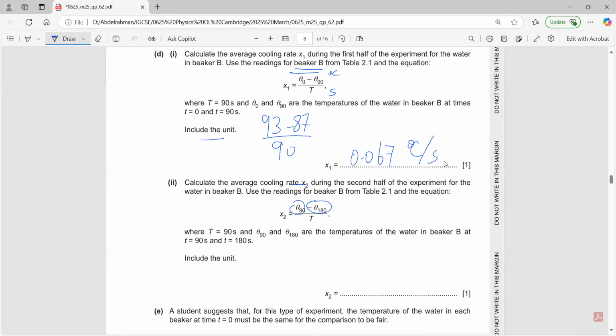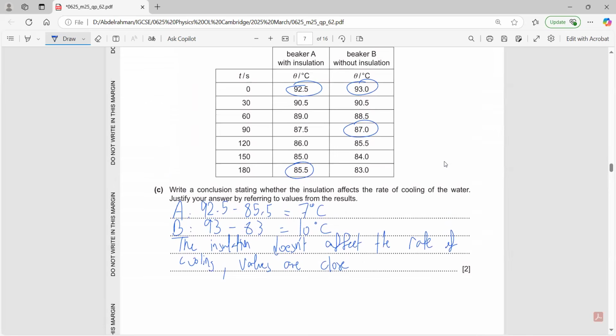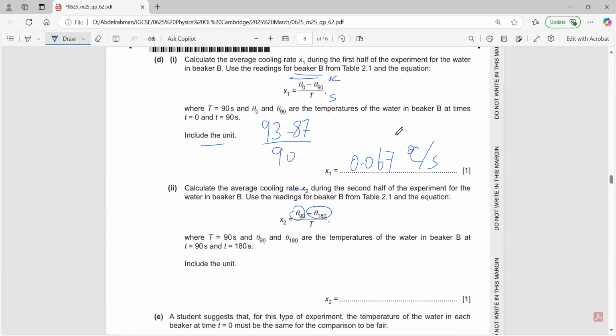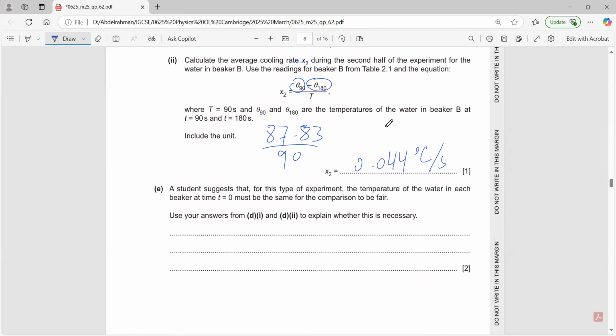Calculate the average rate of cooling for the second half of the experiment. Theta 90 minus theta 180. Again, theta 90 was 87. Theta 180 was 83. 87 minus 83 divided by 90 is 0.044 degrees Celsius per second.